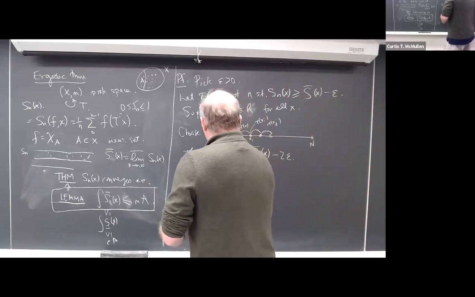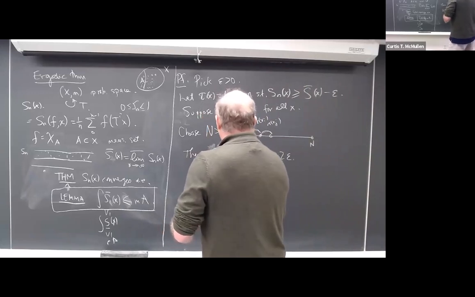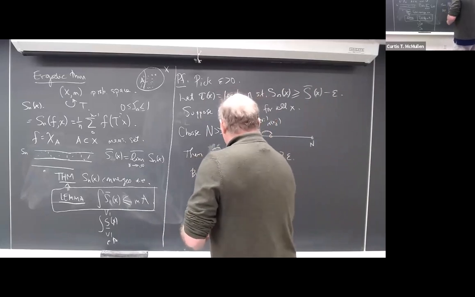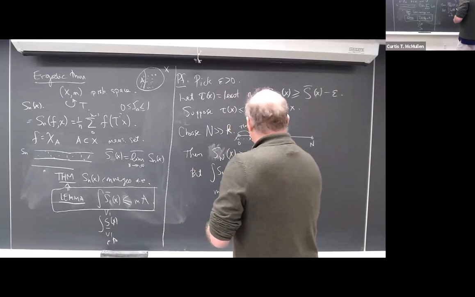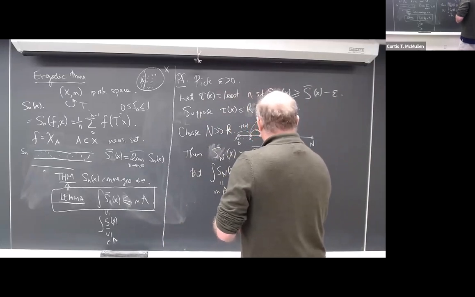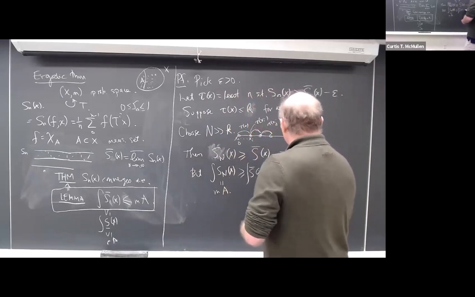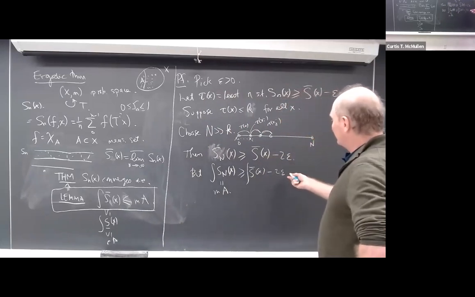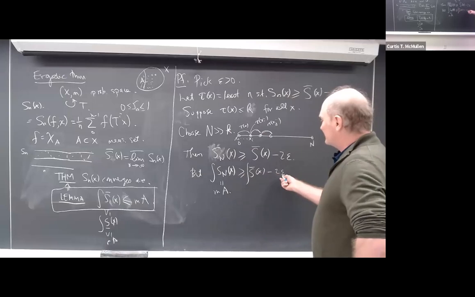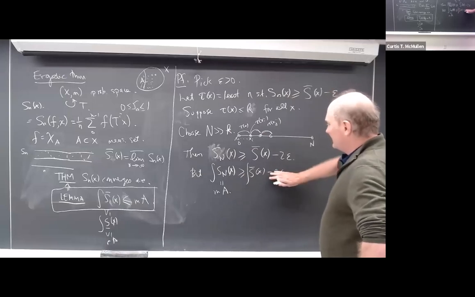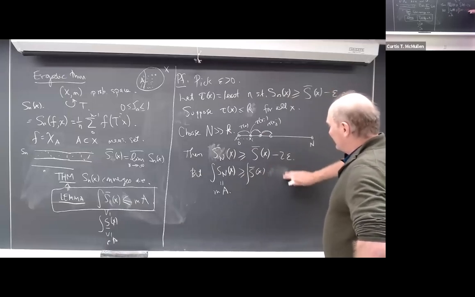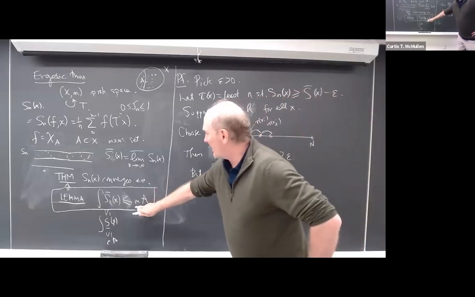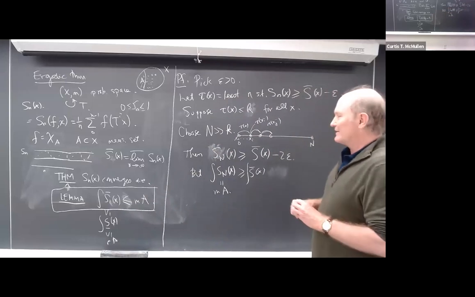But now, just integrate both sides. The integral of S_n of x is just equal to the measure of A. And this is greater than or equal to the integral of S bar of x minus 2 epsilon, because the total mass of the space is 1. And so this being true for every epsilon, you can just erase the epsilon here, and you get that the measure of A is an upper bound for the integral of S bar. That's the end of the proof.